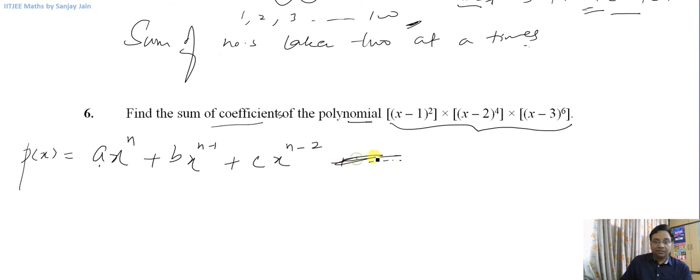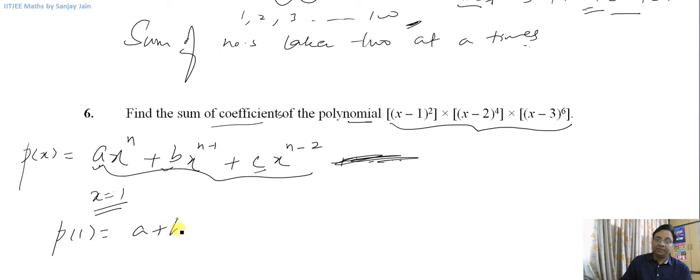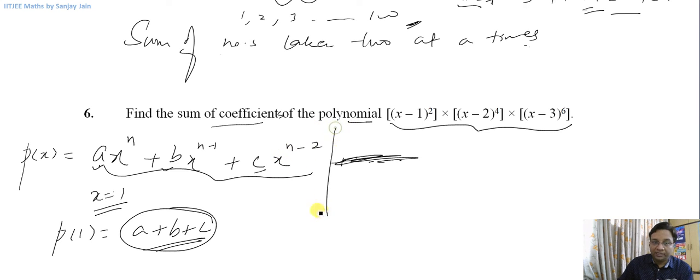Let us consider only up to this. So if I need to find a plus b plus c, what do I need to do? I'll put x equal to 1. So p of 1 will be nothing but a plus b plus c, and this is nothing but the sum of coefficients. We discussed this in our lectures on polynomials, so you can go back and see. Otherwise you also can take any quadratic or cubic polynomial and see for yourself.